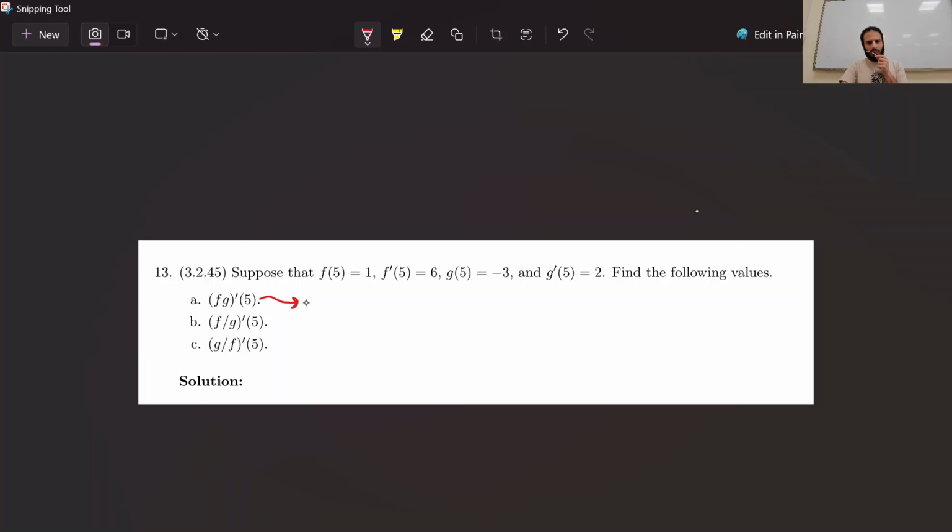What do you think? We should use the product rule: f prime of 5 times g of 5, and then f of 5 multiplied by g prime of 5. Thank you. So f prime of 5 is 6, times g of 5, which is minus 3, plus f of 5, which is 1, times g prime of 5, which is 2. So minus 16, because minus 18 plus 2 is minus 16. Thank you.